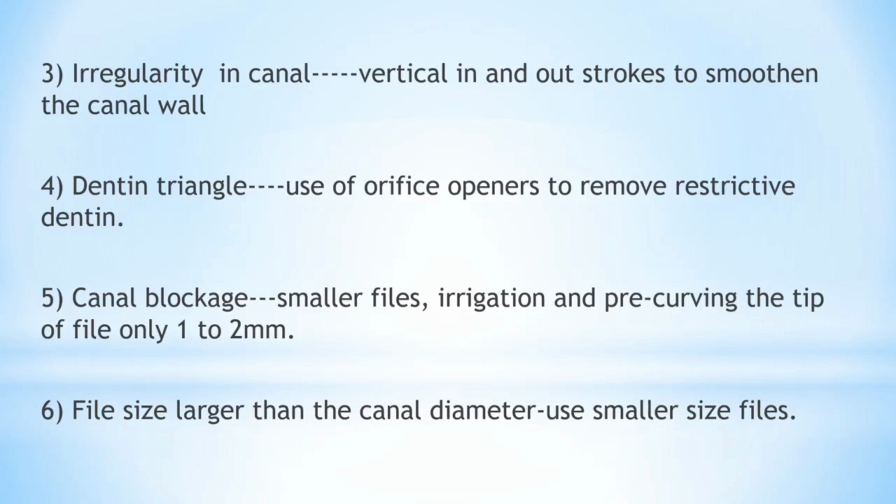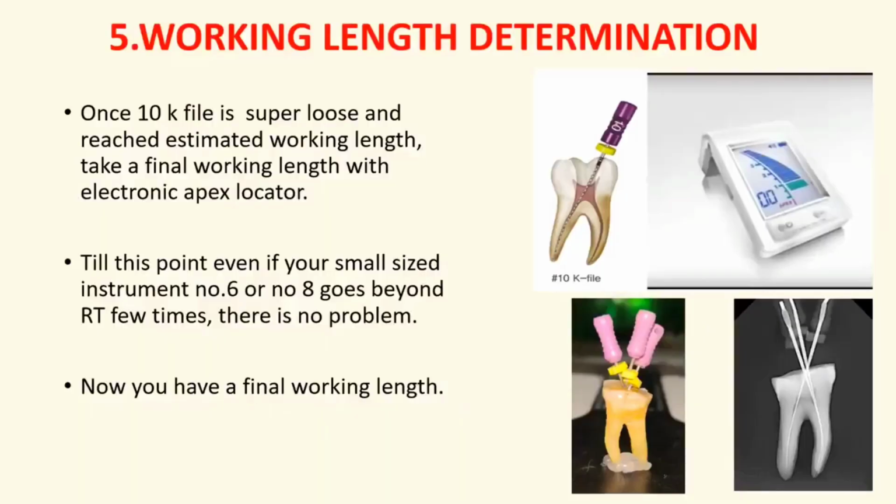Reason number 3, irregularity in the canal. Here vertical in and out strokes of the file can smooth the canal walls. Reason number 4 is a dentine triangle. Here you can use the orifice openers to remove the restrictive dentine. Reason number 5, canal blockage. Use a lot of irrigation, smaller files and pre-curve the tip of the file only 1 to 2 mm. And reason number 6, file size is larger than the canal diameter. Here you use smaller size files.